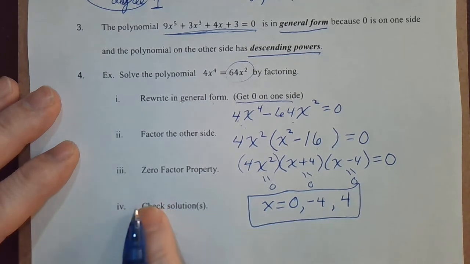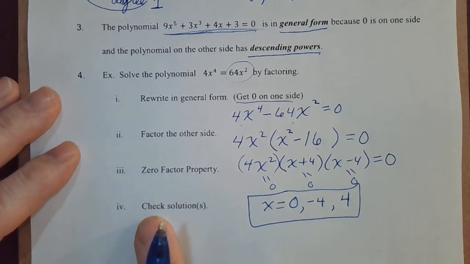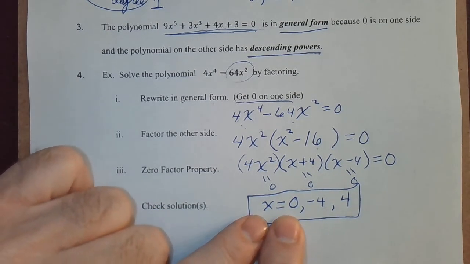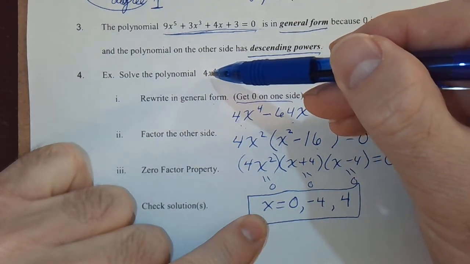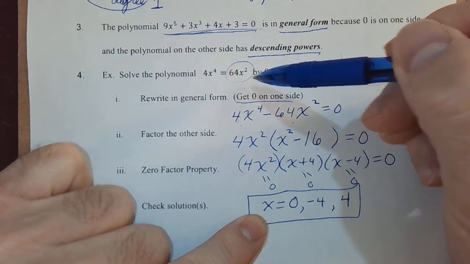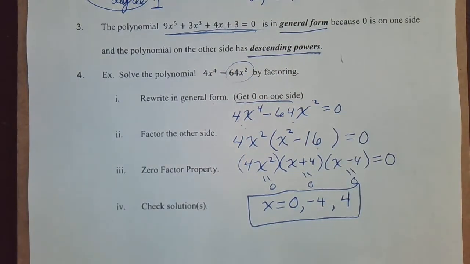And I'll let you go check the solution by plugging them back in. Well, maybe I'll check the first one since it's trivial. When x is 0, you get 4 times 0 to the 4th. 0 equals 0. That one's very easy.